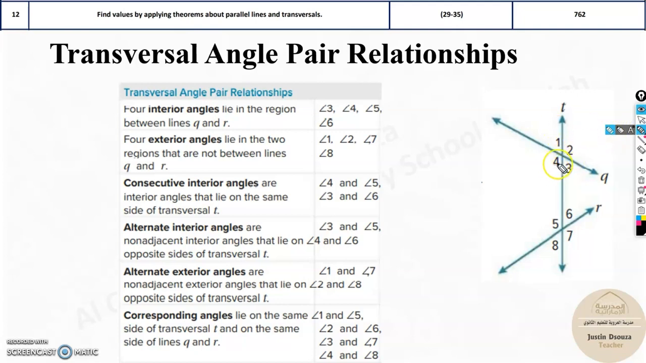Corresponding depends on the position. Now, let's think about 3. It's down right, same way 7 is corresponding to it, it's down right. For example, 8 is down left, so is 4. So you can see 4 and 8. We saw 3 and 7. Same way 1 and 5, and lastly 2 and 6. Those are the angle pair relationships.